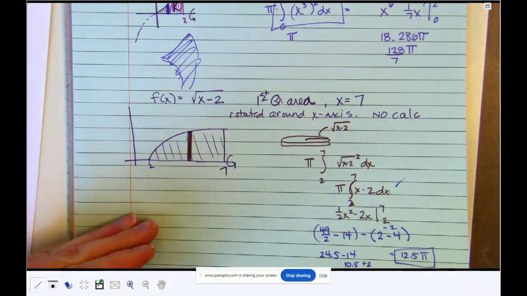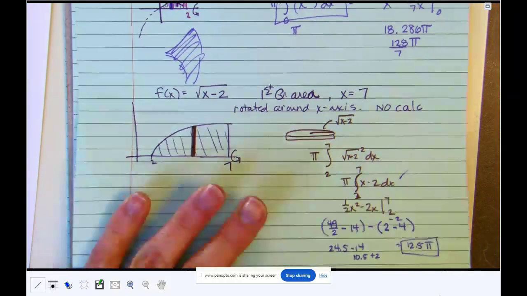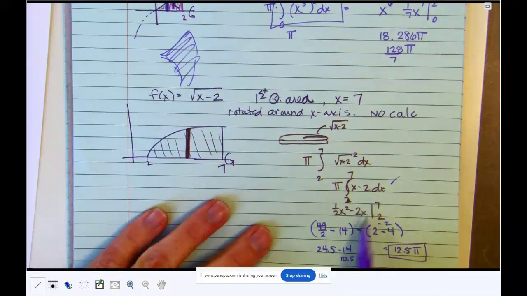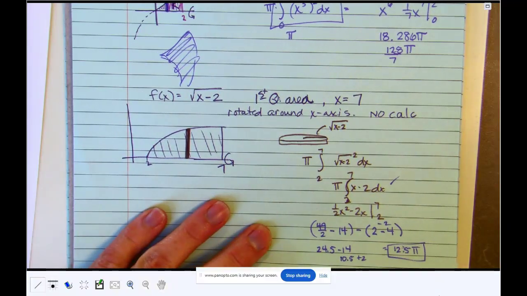I'm just gonna plug in my calculator. I got 10.5. If you did, that means you did the 7, you didn't do the 2. Oh, it's 2 to 7, not 0 to 7. Okay.